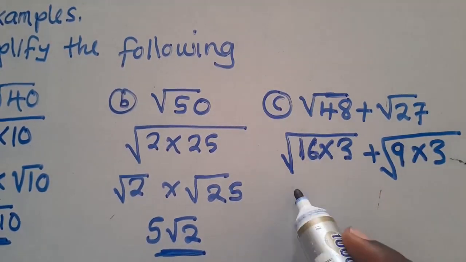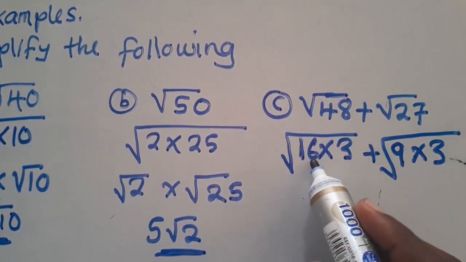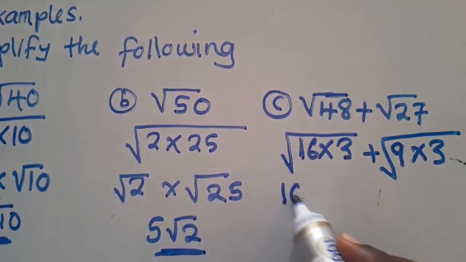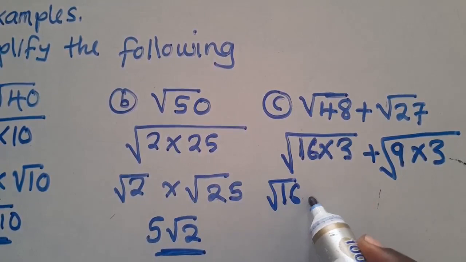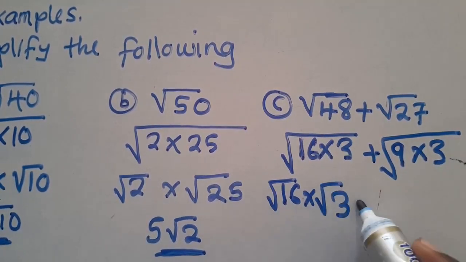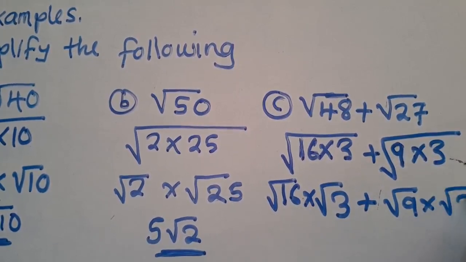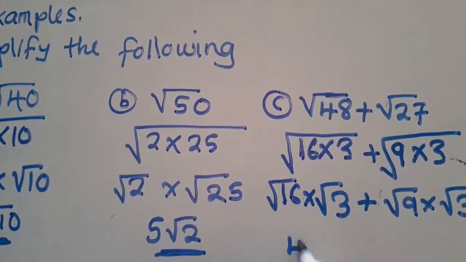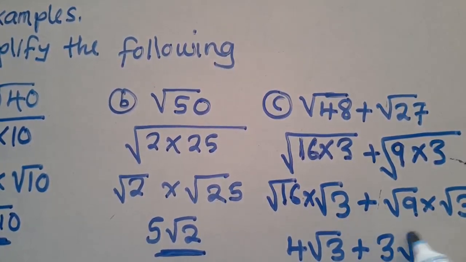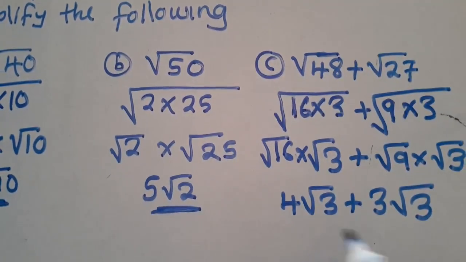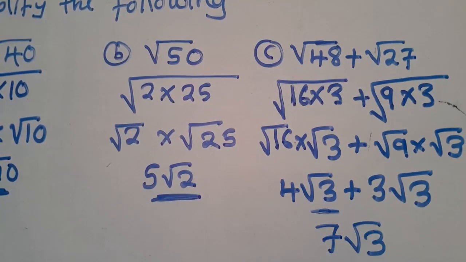So this is the same as what? How can you simplify this? This is the same as root 16 times root 3 plus root 9 times root 3. So this is 4 root 3 plus this is 3 root 3. Have you seen? So now finally you can see that this is root 3. So you just add, this is 7 root 3 as your final answer.